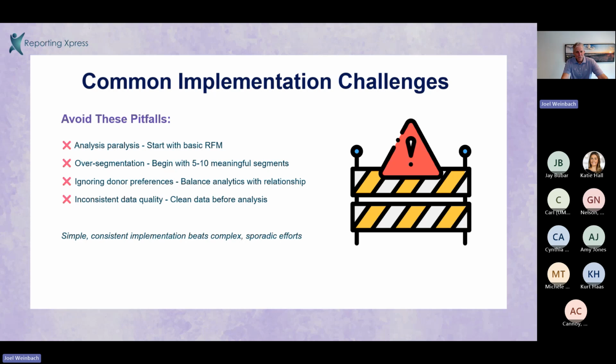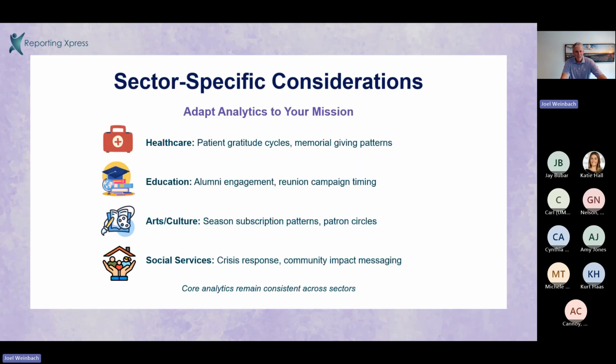Common implementation challenges for everybody: the first is paralysis. You have tons of data. If you go into your CRM, there's 1,000 reports in there and a million ways to look at it, but most of them aren't very useful. They're more rear view mirror looking than anything. You really want to start with RFM. That's the gold standard for this kind of analysis. Don't go crazy with your segments. Start with 5 to 10 meaningful segments, and make sure your data is pretty clean before you start. Keep it pretty straightforward and consistent, and that'll be better than complex sporadic efforts.